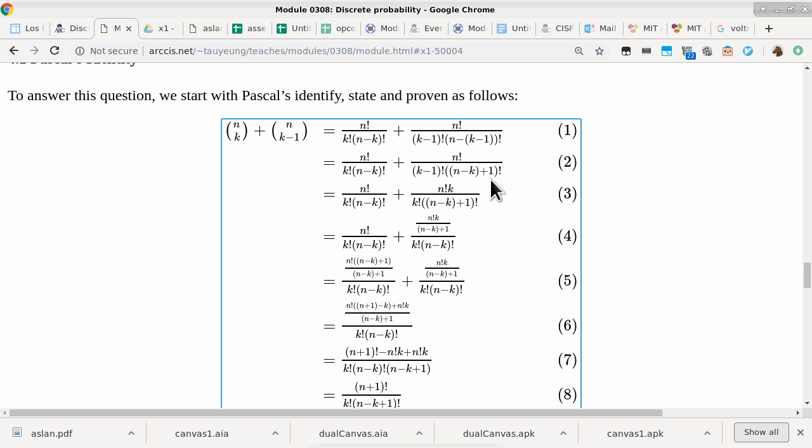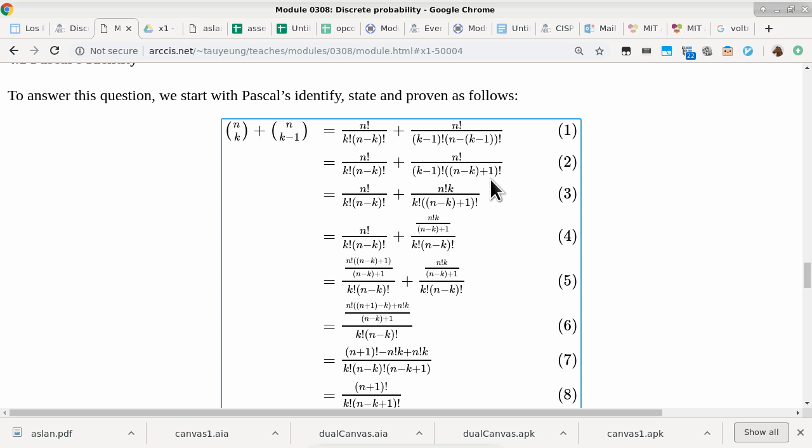Okay. From 2 to 3, what did I do from 2 to 3? Multiply the top and the bottom by k. So I multiply the k to both sides, but it doesn't look that way, right? Because k times k minus 1 factorial is k factorial. So that is the trick. Let me say that one more time. I multiply k to the numerator, and that's why we have n factorial k, but I'm also multiplying k to k minus 1 factorial in the denominator. K times k minus 1 factorial is k factorial.